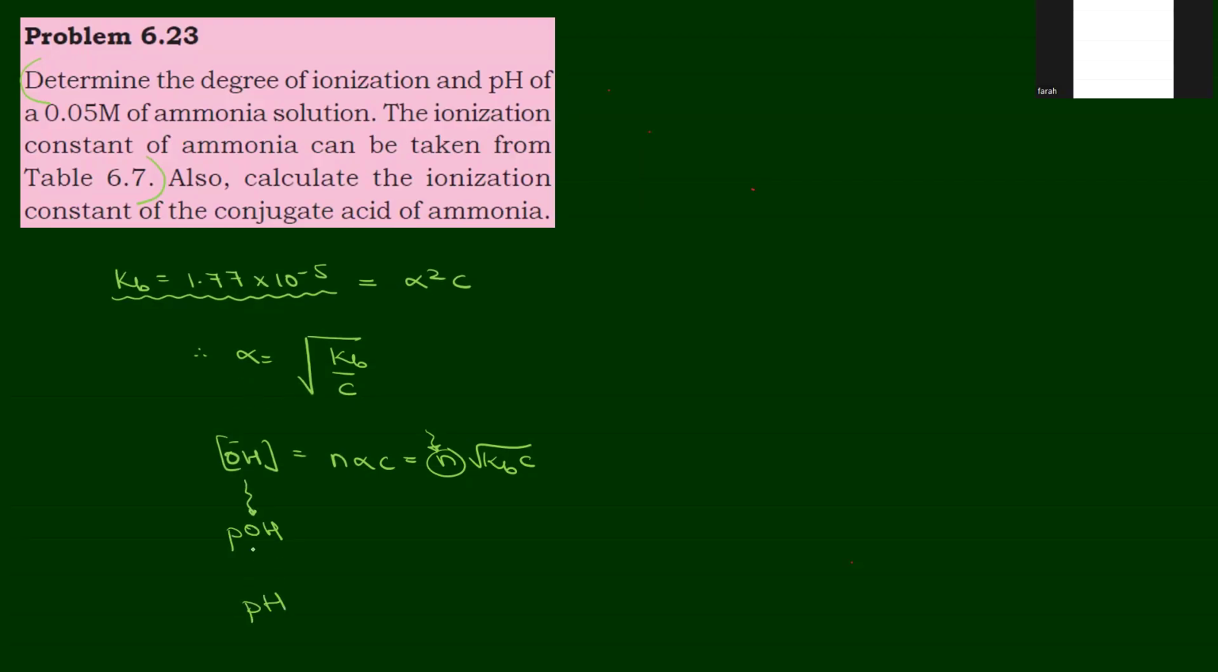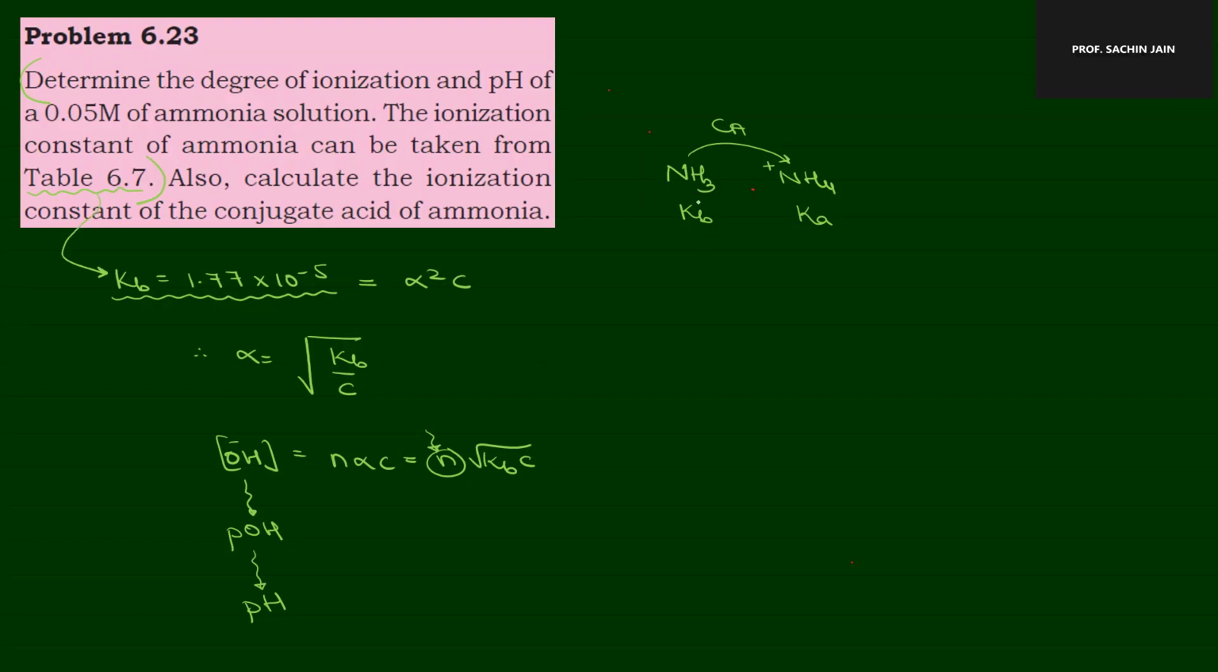Yes. Okay. Now in the last, the part says ionization constant of the conjugate acid of ammonia. What is the conjugate acid of ammonia? NH4 plus. So how did you get the Kb value of ammonia? This is from the table. They said to take it from the table, I took it from the table. Okay. So now what is the relation between Ka and Kb?